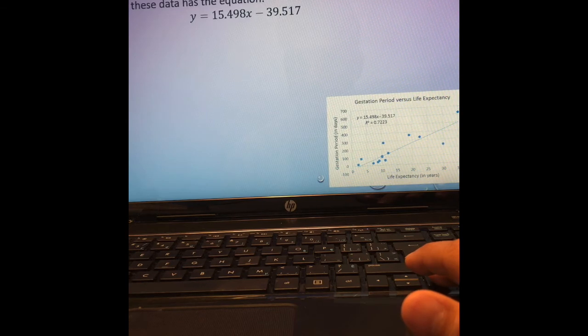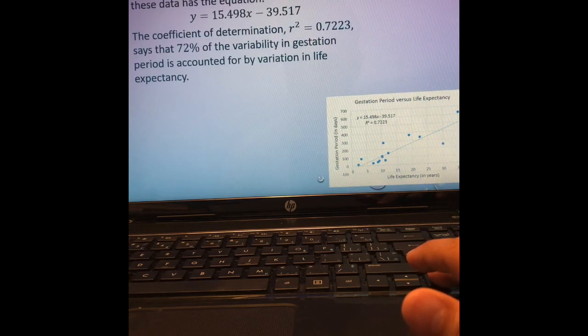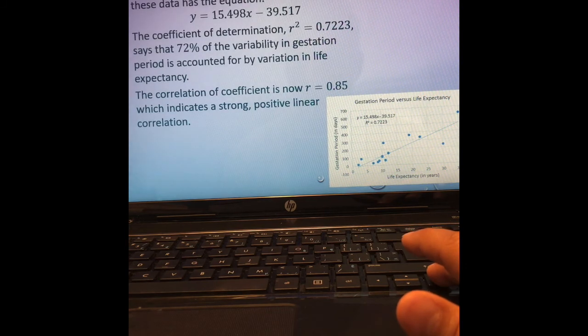Without the outlier, the line of best fit through the data has an equation. Okay, so now we have a new equation and we have a new R-squared value. Coefficient of determination R-squared is 72%: 72% of the variation in gestation is accounted for by life expectancy. So huge jump in the value when we remove the outlier. And now your model, if you sub in, is going to be way more accurate in predicting, because the higher the R-squared value, the more the model is showing you what's going on, and the better the predictions will be. The R value is now 0.85, which is a strong positive linear correlation.